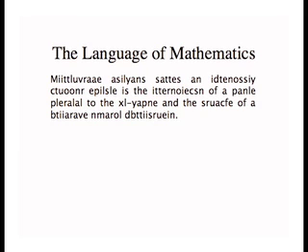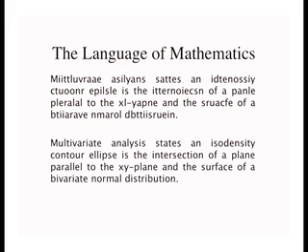I'm going to bet dollars to donuts you can't make head or tail of that. It says multivariate analysis states that an isodensity contour ellipse is the intersection of a plane parallel to the xy plane and the surface of a bivariate normal distribution. Yeah. So there it is decoded.